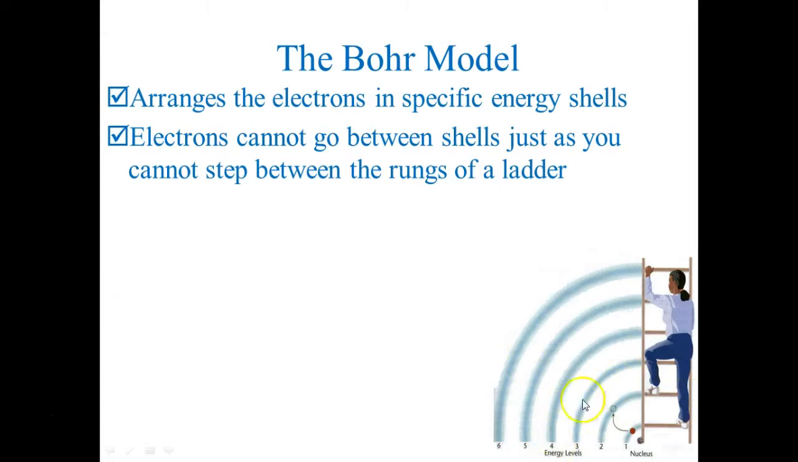So if you look over at our diagram over here, here's someone climbing a ladder. You cannot step between the rungs of a ladder, just like the electrons cannot be existing between these energy levels. They have to be at one energy level or the next. There's no in between.